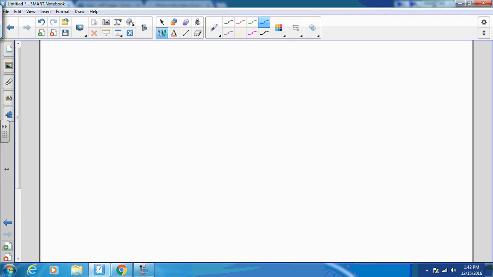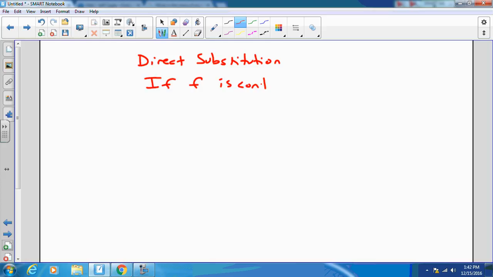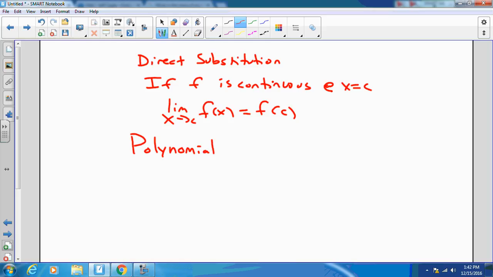Now, we would love to be able to evaluate limits simply by direct substitution where possible. And the general answer to that question is, if f is continuous at x equals c, then the limit is the same as the function value. That's what it means to be continuous, which means that I can evaluate that limit by direct substitution for any continuous function. But in particular, we have two classes of functions that are always continuous. Polynomial functions.